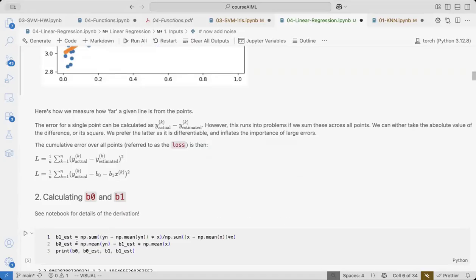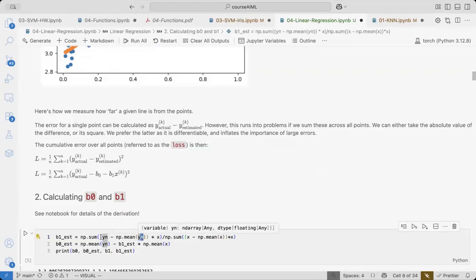Okay? And then look at this. My B1 is the sum of (yn minus the mean of y) multiplied by x, divided by the sum of (x minus x bar) into x. That's exactly the formula that I derived in the notebook. And my B0 is again y bar, that's np.mean, minus B1 into x bar.